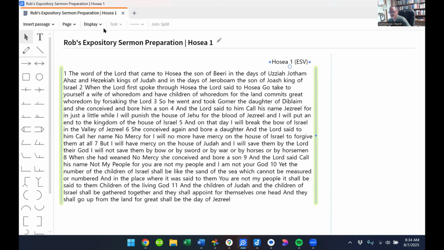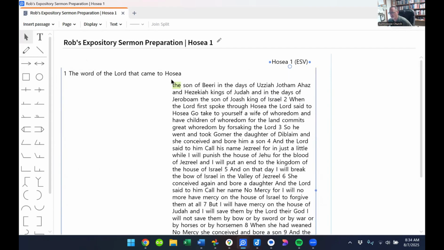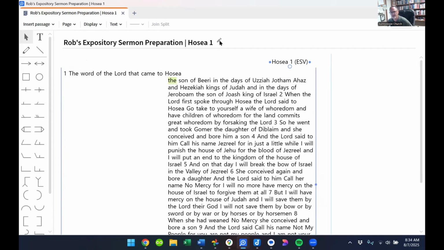You can do this. It's a little harder, but you could probably do it in Microsoft Word if you wanted to. Essentially, for every line, we're looking for one verb, one little phrase. That's maybe a good way to do it. One verb per line. So we start off: the word of the Lord came to Hosea. And then when there are modifying clauses, I like to put those underneath to show the relationship to the main clause.